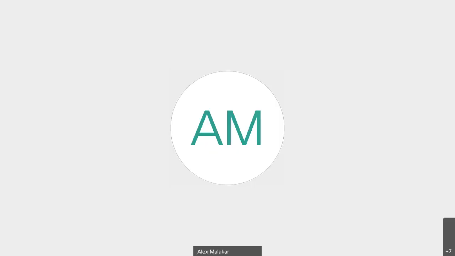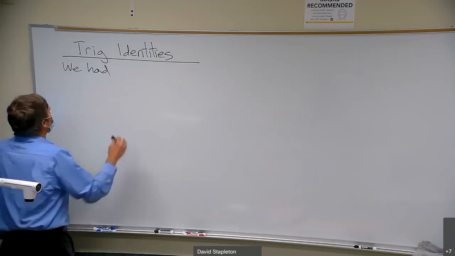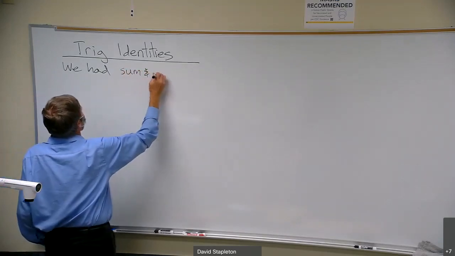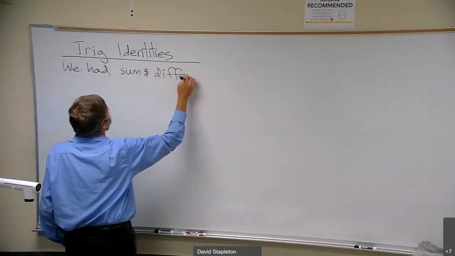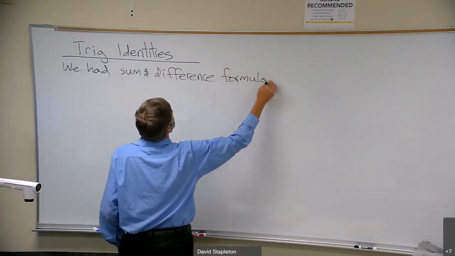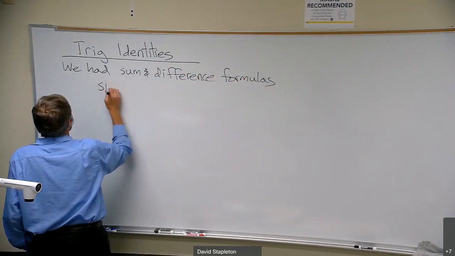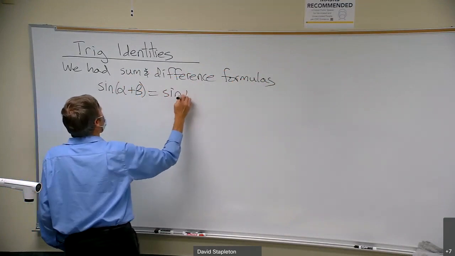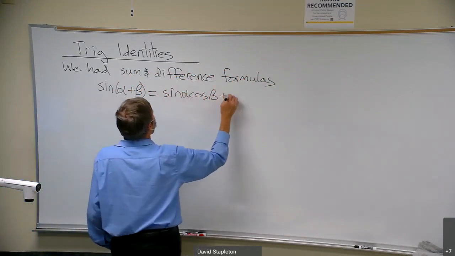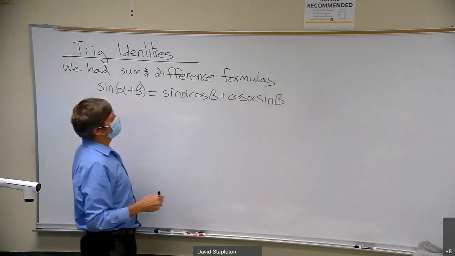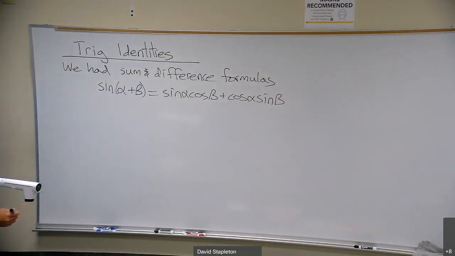So we have these three identities, the sum and difference formulas. Sine and cosine. Sine of alpha plus beta is sine, cosine, cosine, sine. Call that the sum identity of the sine function.